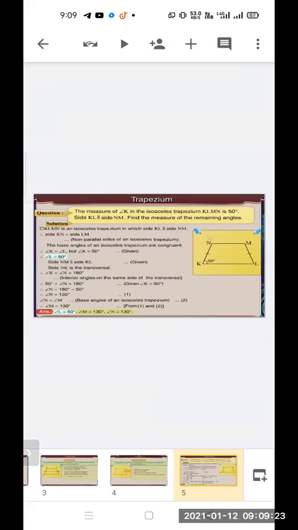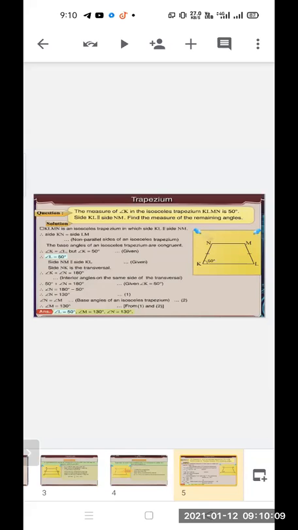So what is given? The measure of angle K is 50 degrees. Again, KL is parallel to NM. It is an isosceles trapezium, and we have to find the measures of the remaining angles. One angle is given. Here in a trapezium, children, one thing I forgot to mention: adjacent angles, as already studied in parallelogram, are supplementary, or we can say interior angles are supplementary. So let us see the solution.